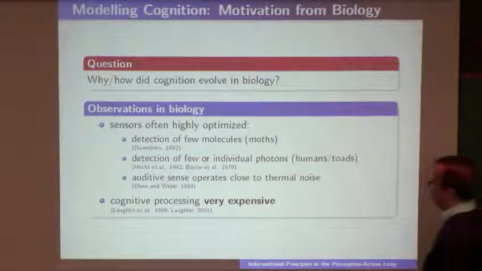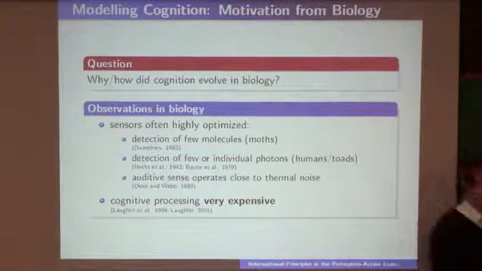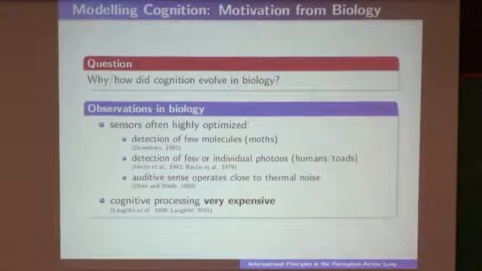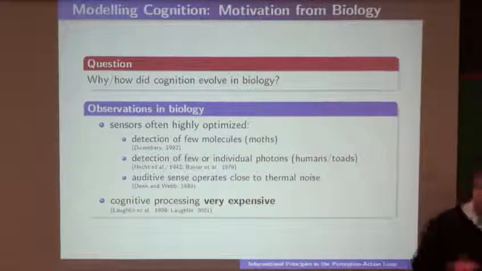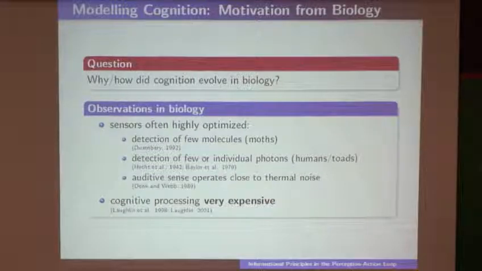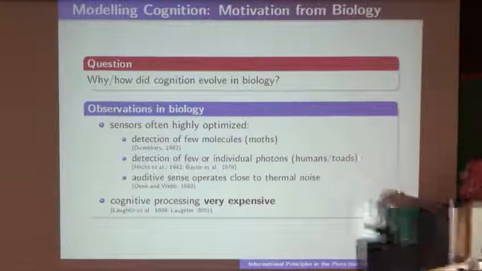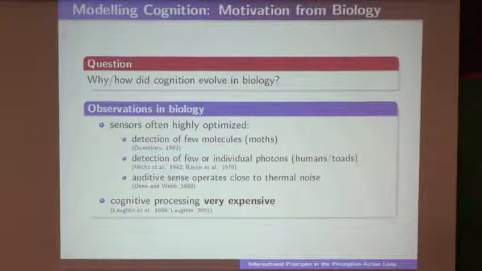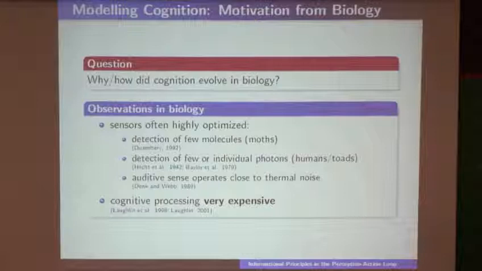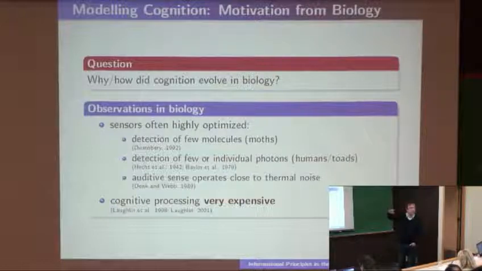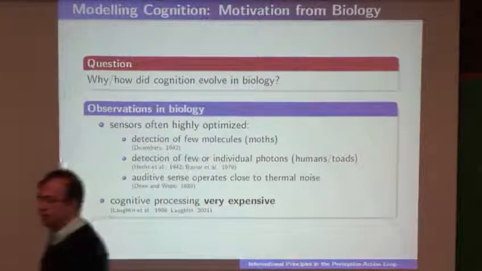High resolution: we can detect very few photons. Humans can detect clusters of 10 to 20 photons if they have been in a dark room for a while, for example if they are astronomers or prisoners or whatever. Toads have been shown to detect individual photons, so it's as good as it gets, or very close to it. The auditory sense is also very sensitive. Little children have an incredibly acute sense of hearing. They operate at the thermal limit, so again they use the full channel capacity of available information. Of course, that stops once you go to the disco, then it's over.